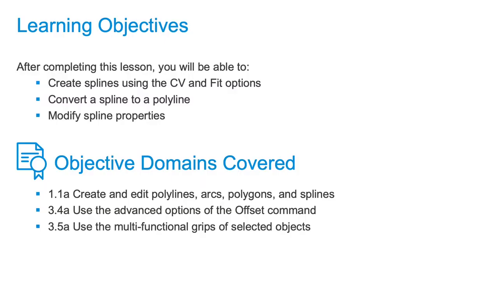I'm going to be using splines to create a topographic map. The spline command creates a smooth curve that passes through or near a set of fit points. By default, fit points coincide with the spline and control vertices define a control frame. Both methods allow you to adjust the shape and position of the spline.